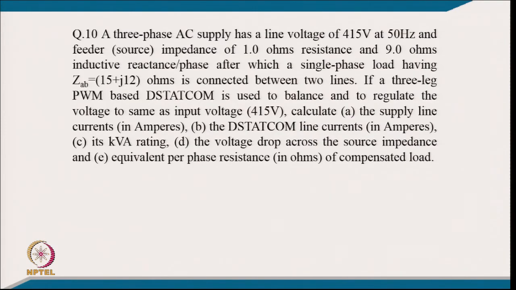Coming to another example, example 10: a 3-phase AC supply has a line voltage of 415 at 50 hertz and the feeder impedance is 1 ohm resistance and 9 ohm inductive reactance per phase, after which a single phase load having 15 ohm plus j12 ohm is connected between two lines. If a 3-phase 3-wire D-STATCOM is used to balance and to regulate the voltage to the same as the input voltage of 415, calculate the supply line current, the D-STATCOM line current, the kVA rating of the D-STATCOM, the voltage drop across the source impedance and the equivalent resistance per phase of the compensated load.